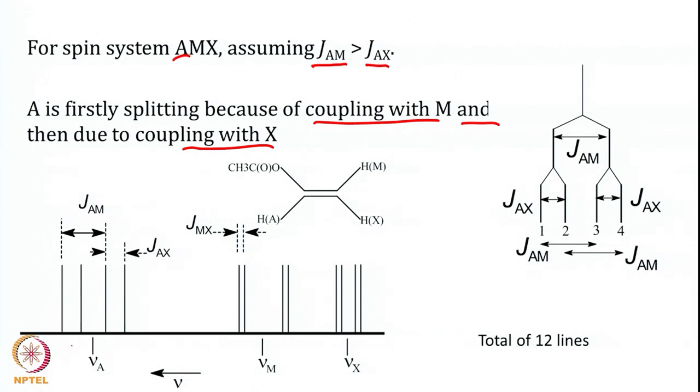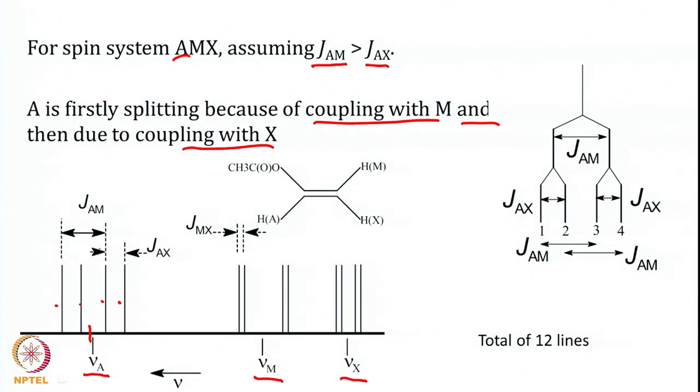So here, for an example, there are 3 resonances, separate for A, separate for M and separate for X. Here A is coupled with M and X as well. So the first splitting will happen into 2, that is, JAM will split it into 2. One is this line, another is this line. Now each of them will be split into 2, so that is why we have 4 lines. But the center of that will be the original frequency of A. So now A will split and give 4 lines.